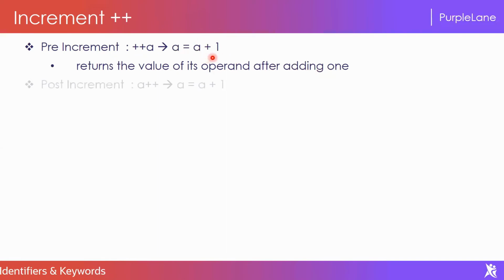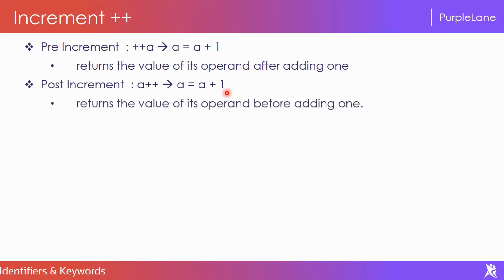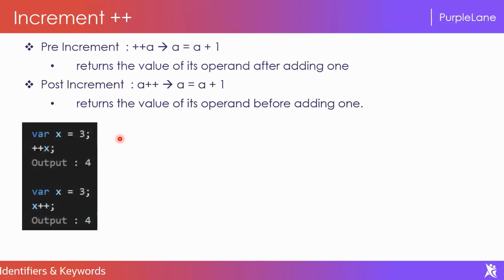Similarly, we have post-increment. This is also going to increment the value, but behind the scenes, it returns the value of its operand before adding 1. So with pre-increment, after adding 1 it is going to return, and with post-increment, before adding 1 it is going to return. Let's understand this with the help of an example.